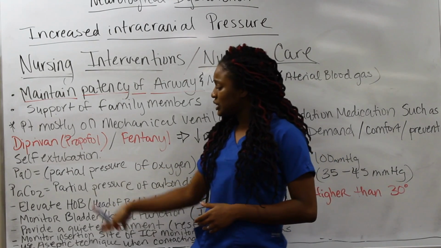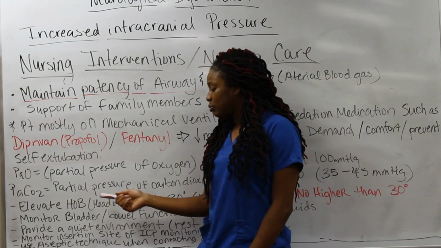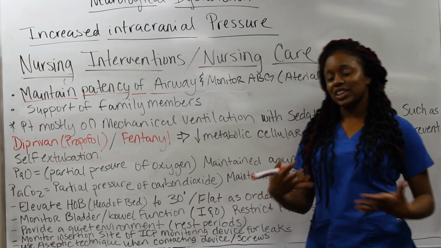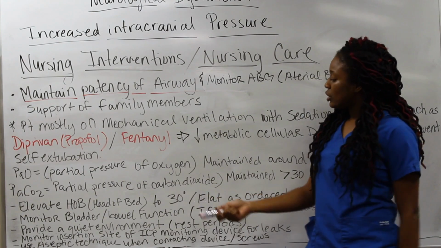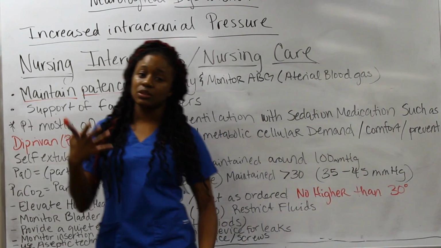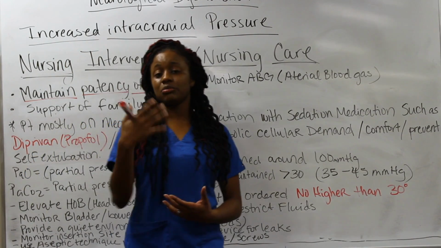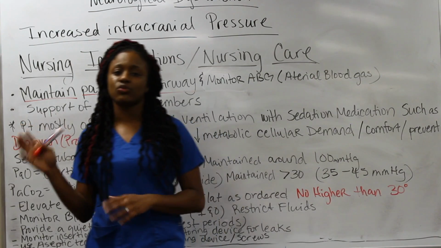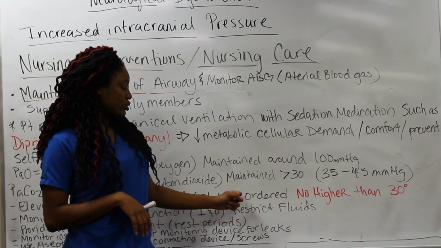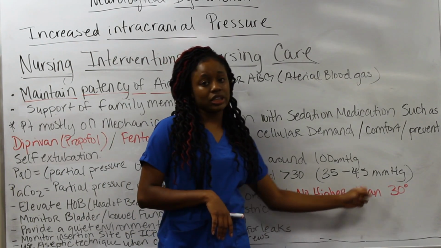The next thing you want to do as a nurse is elevate the head of the bed. HOB means head of the bed, so if you see me write that, that's exactly what it means. You want to elevate it no more than 30 degrees, or sometimes flat, depending on how the doctor wants the patient to be. He may put in orders to keep the patient flat for the next 4 or 6 hours or however many hours, so you want to follow the doctor's orders on that. But most of the time they are no higher than 30.